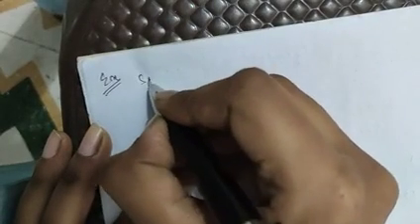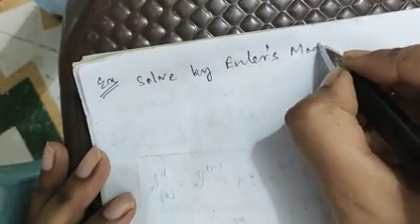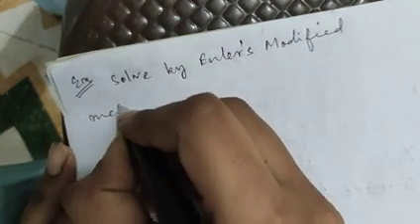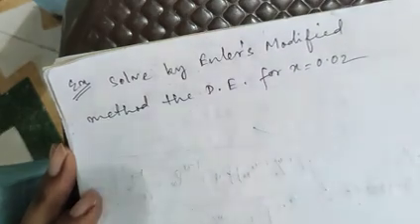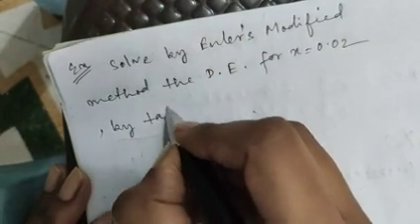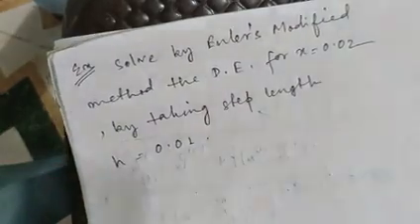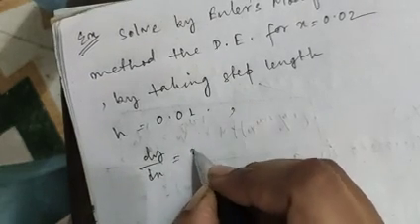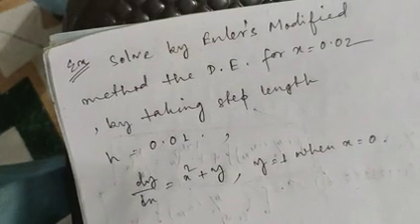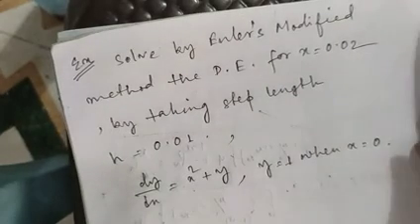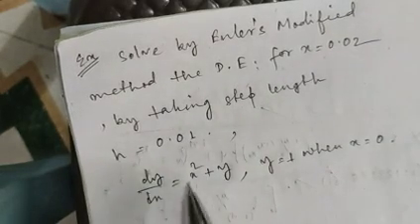Example: Solve by Euler's modified method the following differential equation for x equals 0.02, by taking step length h equals 0.01, where dy/dx equals x square plus y, and y equals 1 when x equals 0.